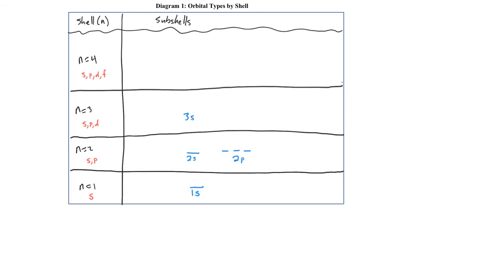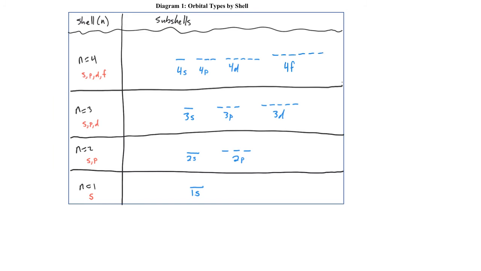At n equals 3, we have the 3s. We have just one of those. And then we have the 3p orbitals. There are 3 of those, px, py, and pz. And then we have the 3d orbitals, and there are 5 of those. And then at n equals 4, we have 4 types of orbitals. We have the 4s, the 4p, and there are 3 of those. We also have the 4d, and of course there are 5 of those. And then finally, we have the 4f orbitals, and remember, there are 7 of those.